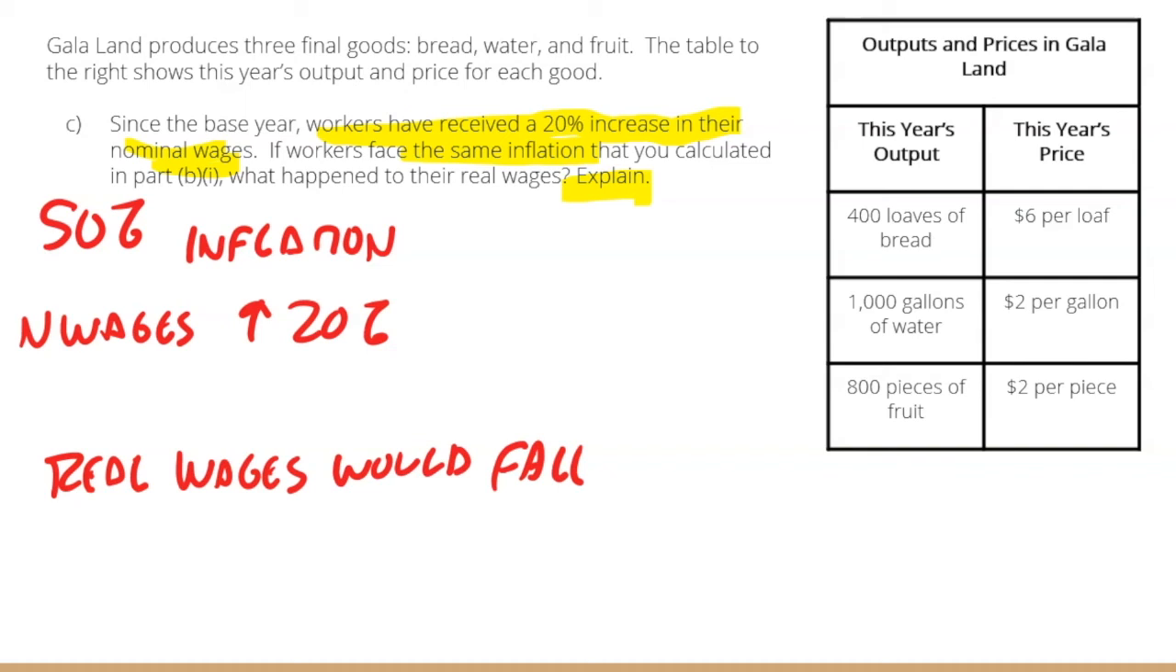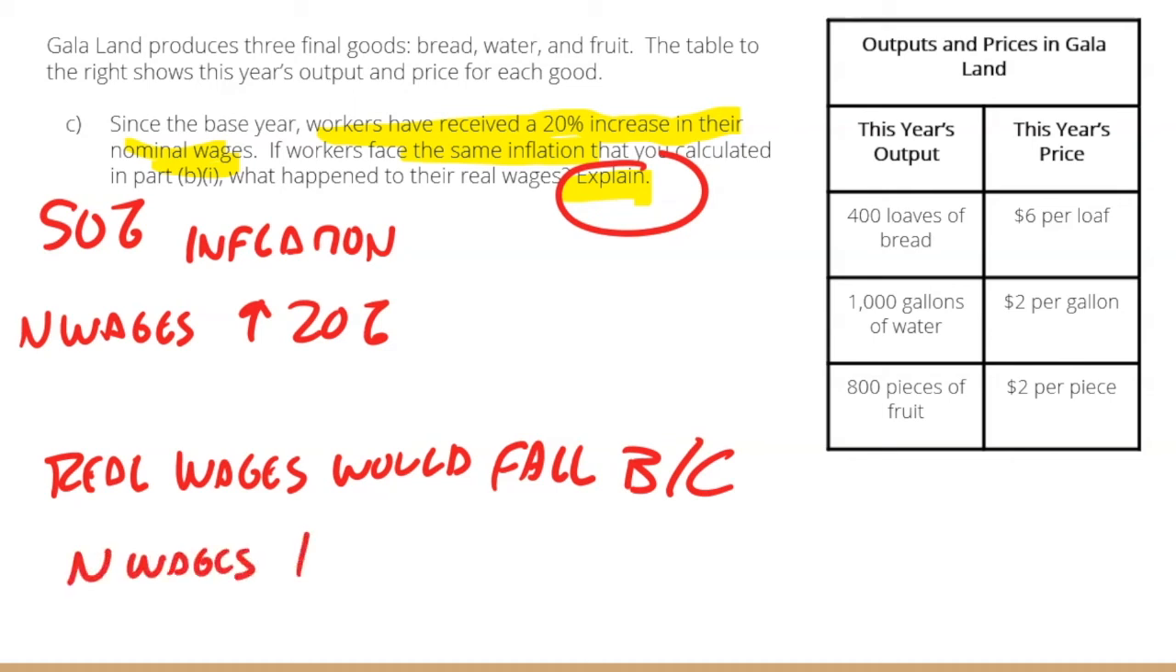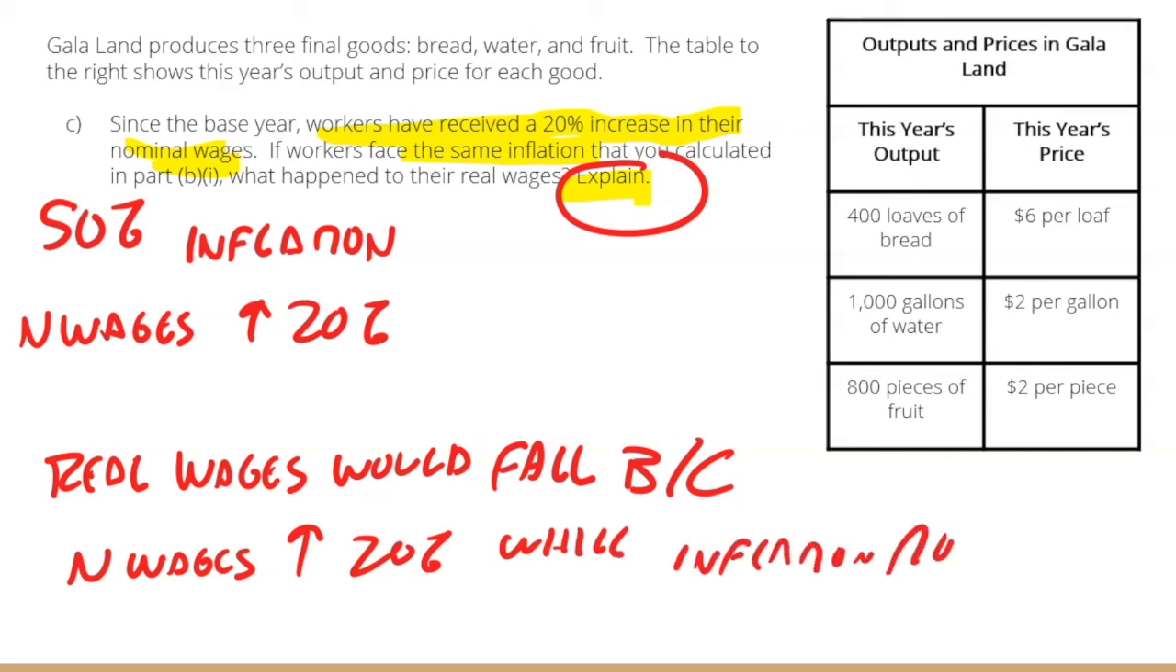And remember, it's not enough to say it would fall because it asks to explain. So it would fall because nominal wages increased by 20% while inflation rose by 50%. In other words, inflation rose by more than what they received in their nominal wage, which would cause a 30% reduction in the workers' real wages there.